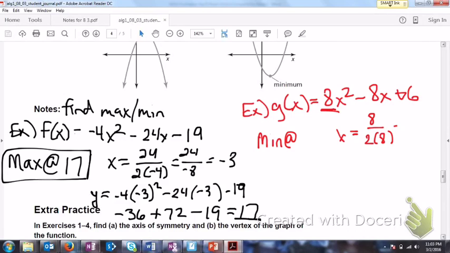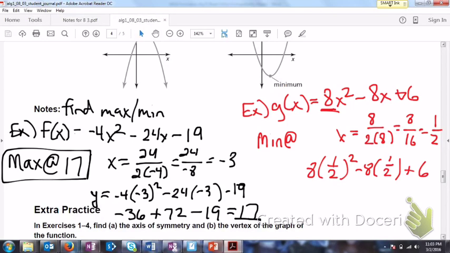8 over 2 times 8, which is 8 over 16. Oh my gosh, we have a fraction here, 1/2. That's alright though. Let's plug it back in. 8 times 1/2 squared minus 8 times 1/2 plus 6.